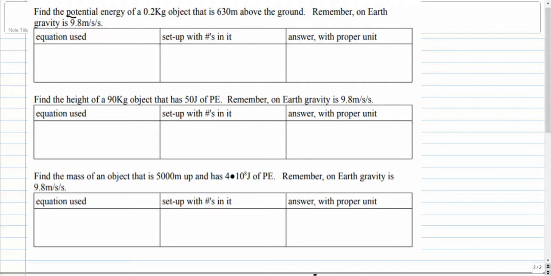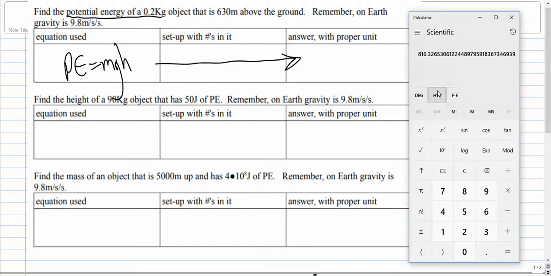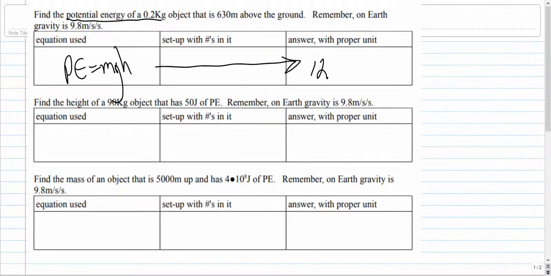Let's see. Find the potential energy. That's just mass times gravity times height. So I'm just going to skip this right here, because that's kind of how I am sometimes. And I'm going to go, my mass is 0.2 times gravity, which is 9.8, times the height here is 630, and I get 1234.8. 1234.8, and energy is in joules. You can go back and look at number 1 if you want to mess with the units some more.